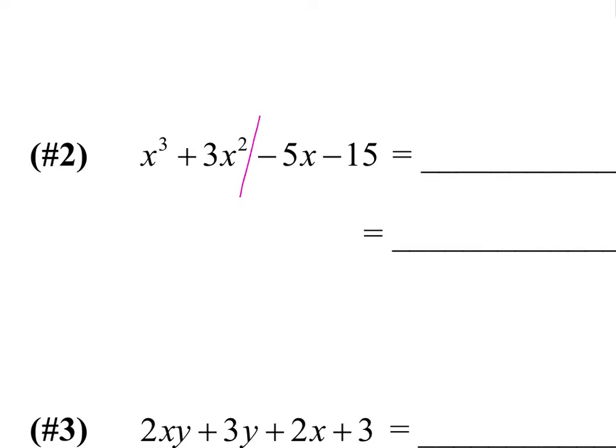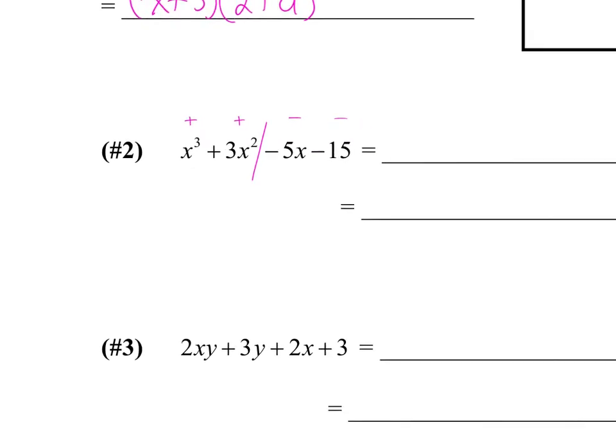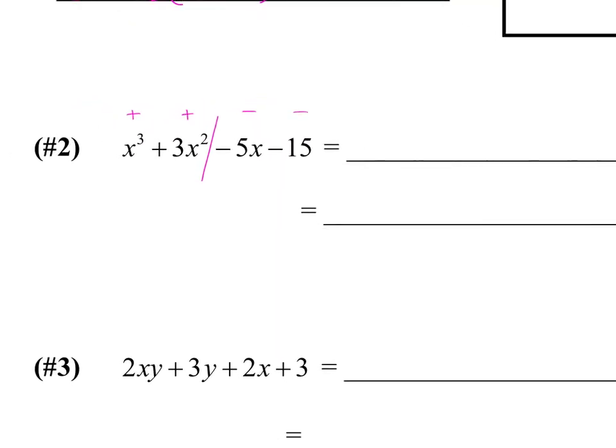Let's check the signs. What are the signs of the first 2 terms? They are both positive. What are the signs of the second 2 terms? They are both negative. Okay? So now we're going to need to fix something here because the signs need to match up. We'll fix them when we're doing our factoring, okay?